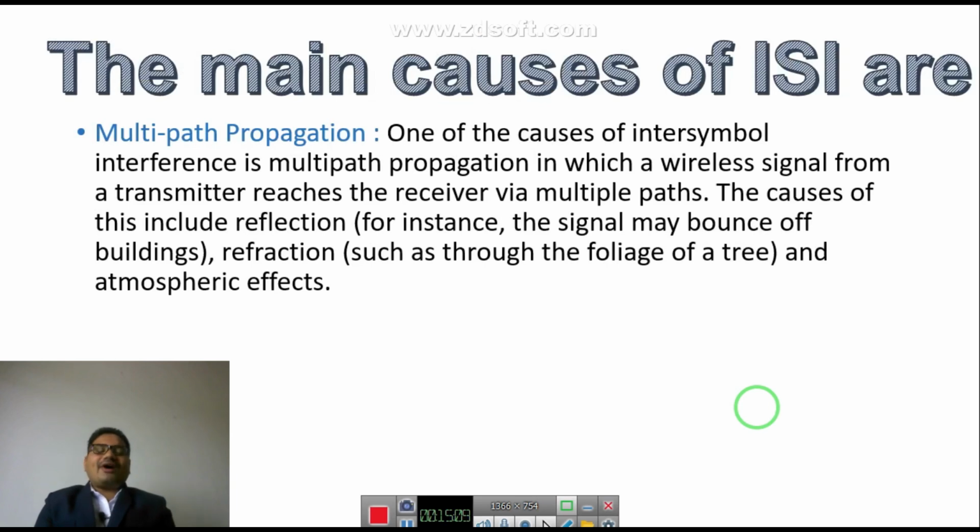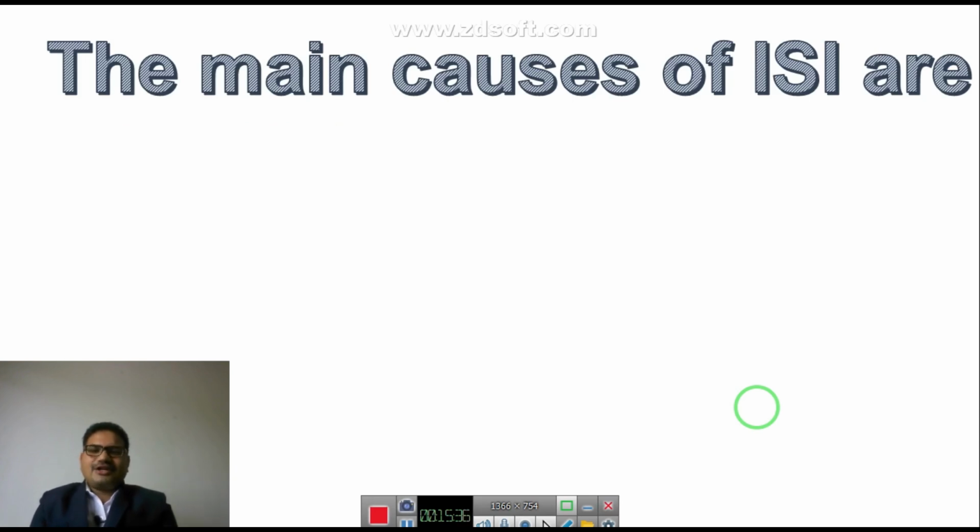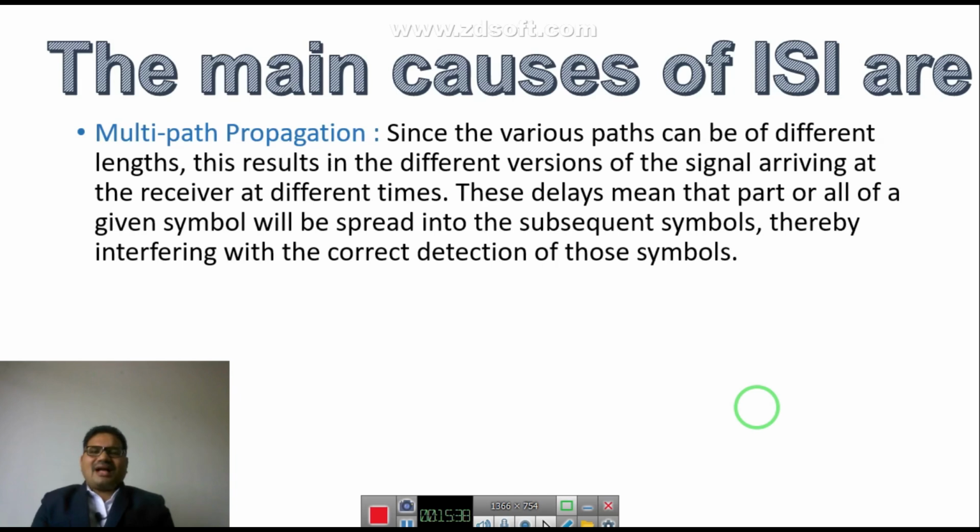The main causes of ISI, first is what? Multipath propagation. Now, what is this multipath propagation? Basically, multipath propagation is where a wireless signal from a transmitter reaches the receiver via multiple paths. The causes of this include reflection, which means the signal may bounce off a building, or refraction, or some atmospheric effects. Due to this, the various paths can be of different lengths, and this results in different versions of the signal arriving at the receiver at different times.